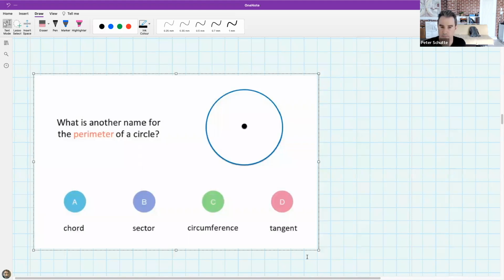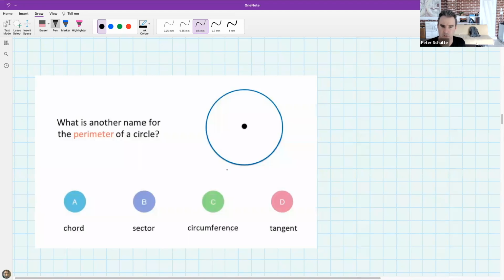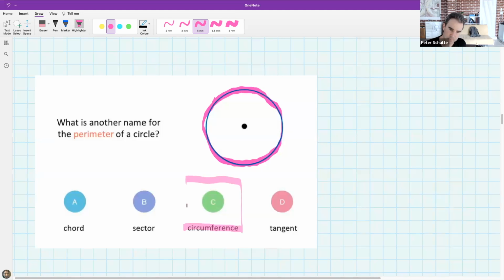Well, I'm going to explain B and C, because we haven't spoken about this word called sector yet. So the perimeter of the circle just means to go around the outside of the circle. What's the outside distance around the circle? And the correct answer is C.